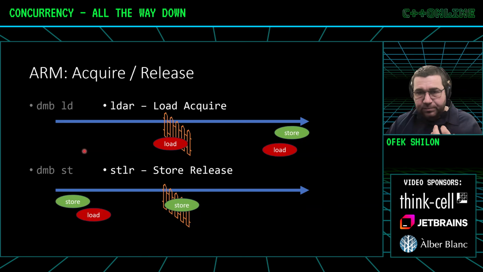The name comes from acquiring a lock. When a thread acquires a lock, it must not read protected data before the lock is obtained. STLR, aka store release, is the mirror image. It is a store combined with a DMB-ST fence. Earlier memory ops are prohibited from becoming visible only after it. And the name comes from the semantics of releasing a lock. When a thread releases a lock, all work done inside the critical section must be made visible before the lock is released.